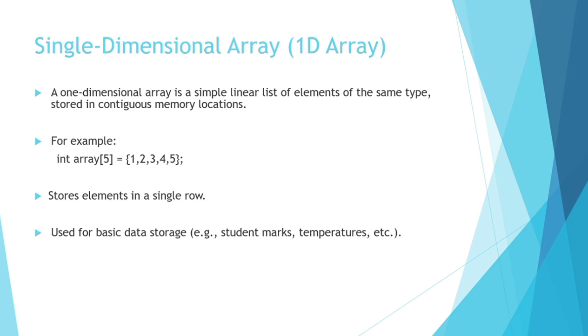A one-dimensional array is the simplest form of an array, representing a linear sequence of elements stored in contiguous memory locations. Each element is accessible via a single index. Consider the example: int array[5] = {1, 2, 3, 4, 5}. In this case, the elements are stored sequentially in memory, forming a single row of values. One-dimensional arrays are commonly used in scenarios such as storing student marks, temperature readings, stock prices, or any data that follows a linear pattern. Their simplicity and efficiency make them a fundamental structure for storing and retrieving ordered data in programming.